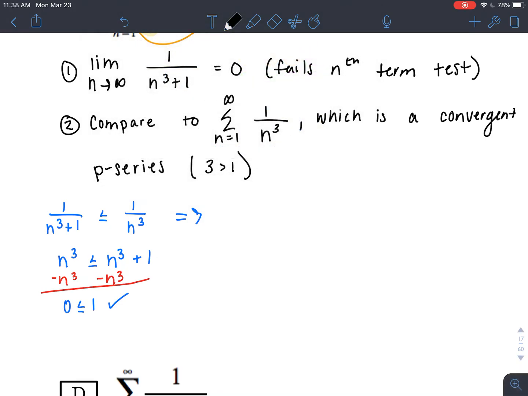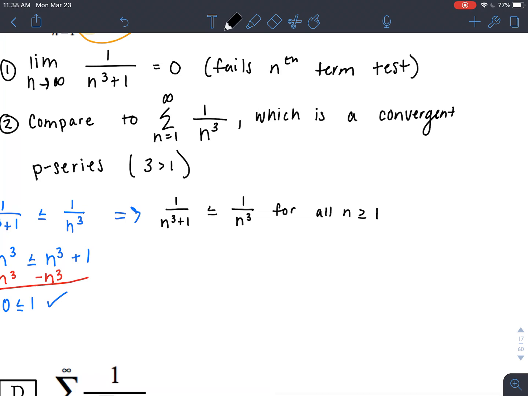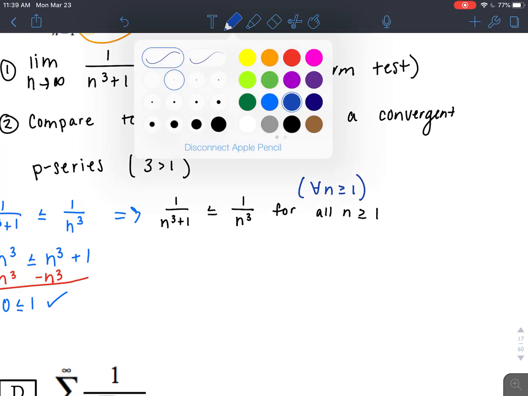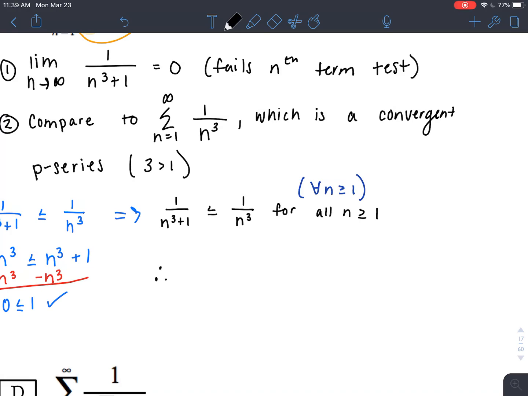So because this is true, because of this work, we can say that 1 over n cubed plus 1 is always less than or equal to 1 over just n cubed, right, for all n greater than or equal to 1. If you're interested in doing this in math symbol notation, for all n greater than or equal to 1 can also be written as an upside down capital A. That means for all n, and then greater than or equal to 1.